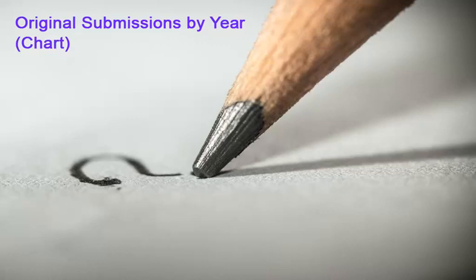Our first report is Original Submissions by Year. This report will show the number of original submissions for each year. We will be creating a pivot table and chart for this report.